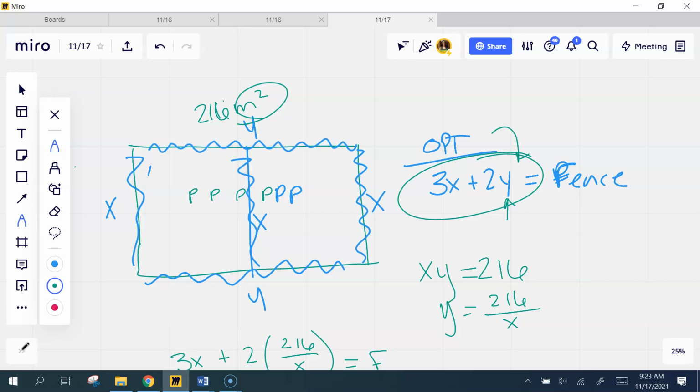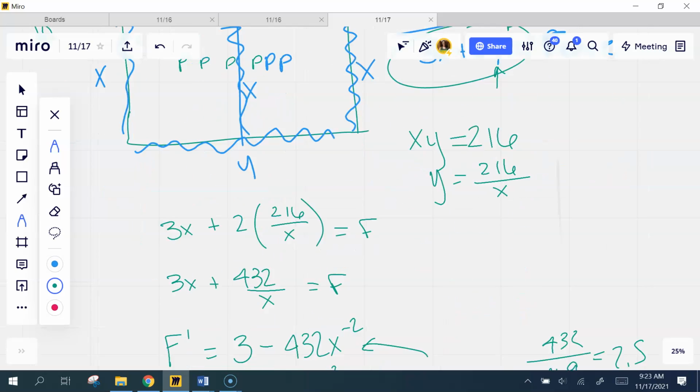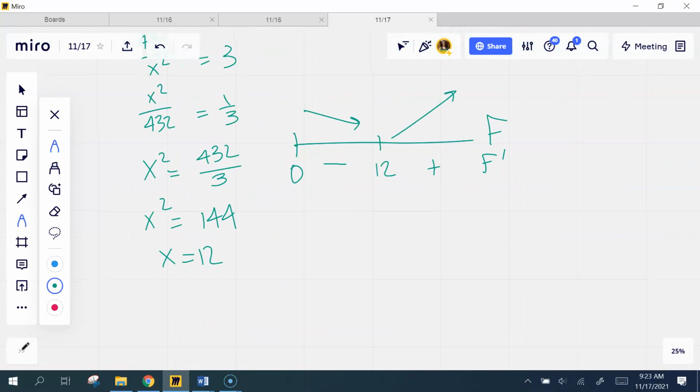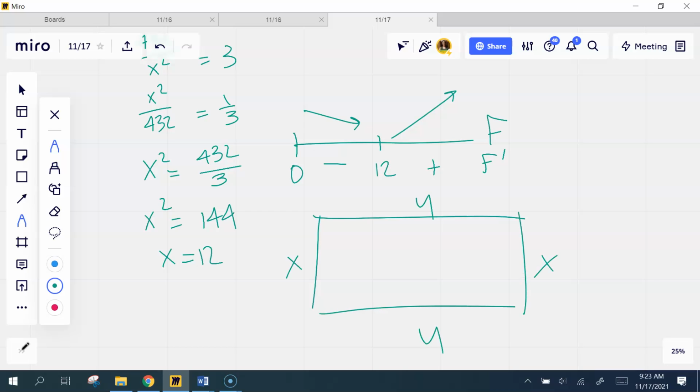But the first part of the question asks, what are the dimensions of the outside? X, X, Y, Y. X is 12, so I know it's 12 by what? Well, we already know the area, and we know Y is 216 over X. You plug it in here to find Y. 216 over 12 is 18. So the outer perimeter is 18.